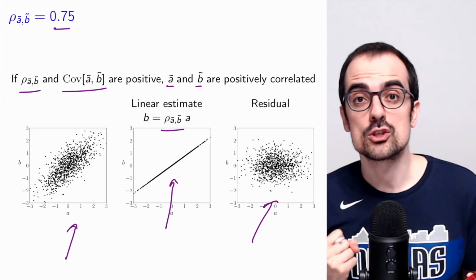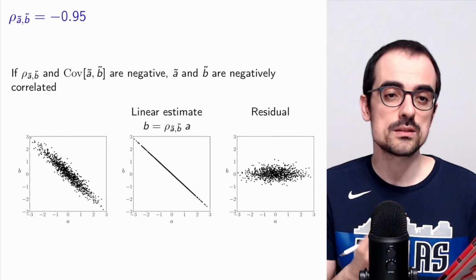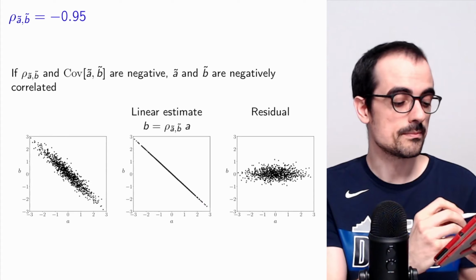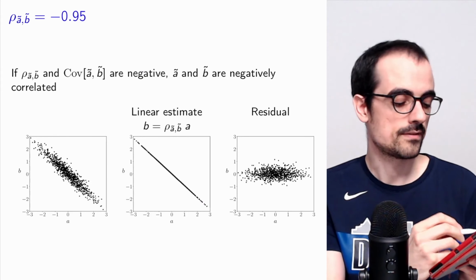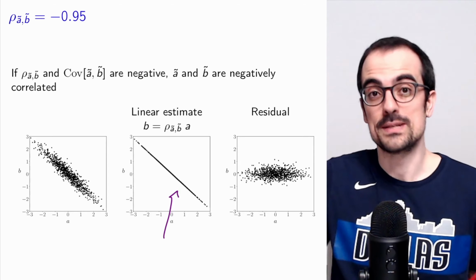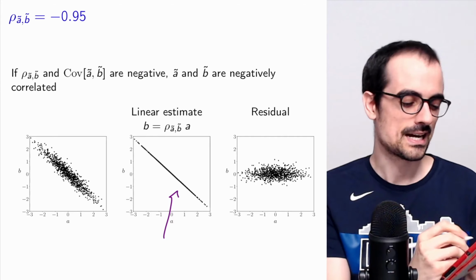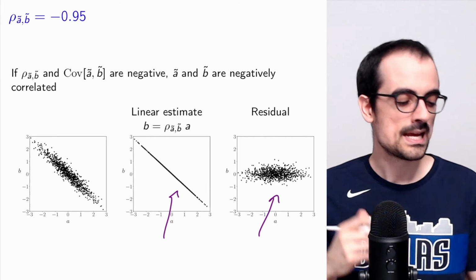What happens if the correlation coefficient is negative? Then we say that the two random variables are negatively correlated because, again, when we try to estimate one using a linear function of the other, the slope is negative, which indicates that they're on average inversely proportional. Again, here we're showing just the residual.